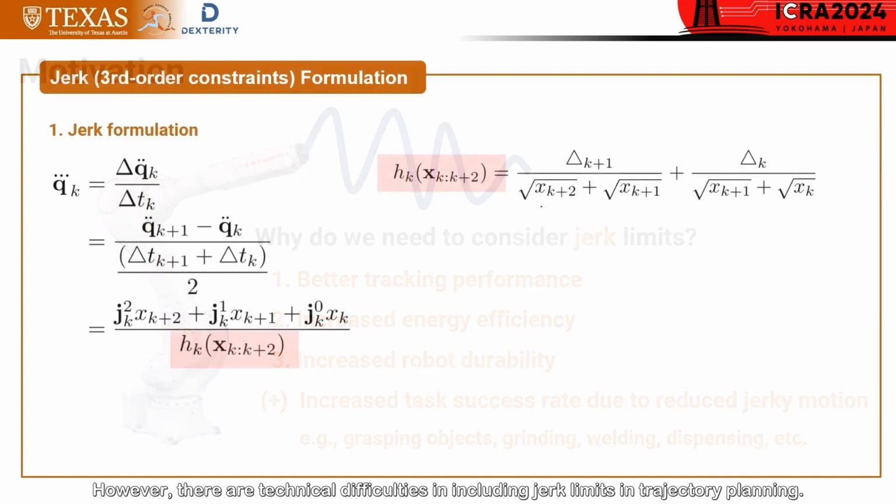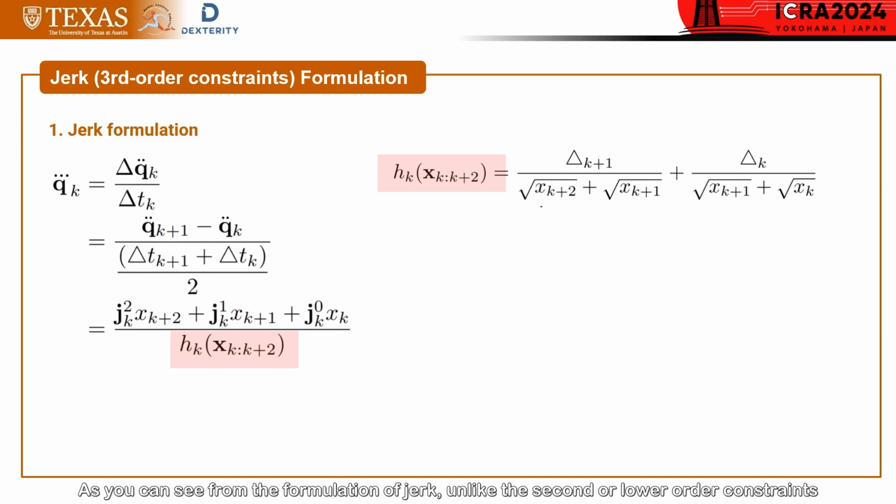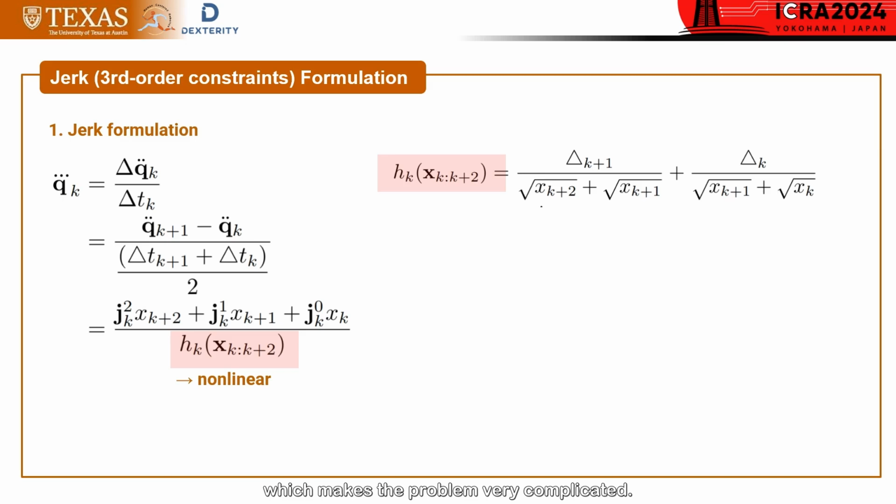However, there are technical difficulties in including jerk limits in trajectory planning. As you can see from the formulation of jerk, unlike the second or lower-order constraints, which were linear forms of X, it has nonlinear terms remaining, meaning this cannot be directly formulated as an LP problem. In addition, since this is not an equality constraint, but an inequality constraint, approximated constraints may produce solutions violating the original constraints, which makes the problem very complicated.